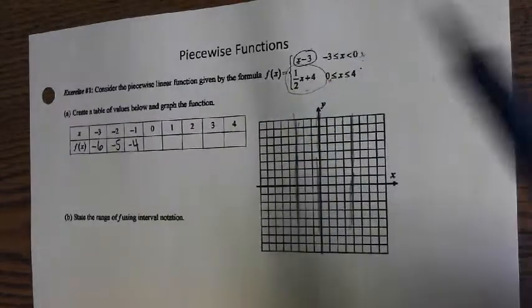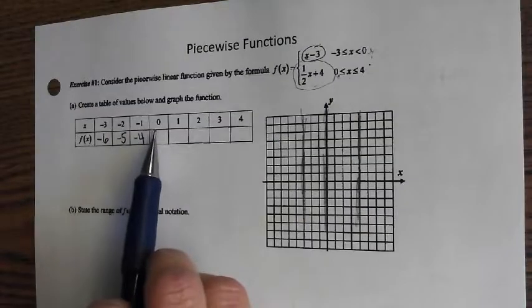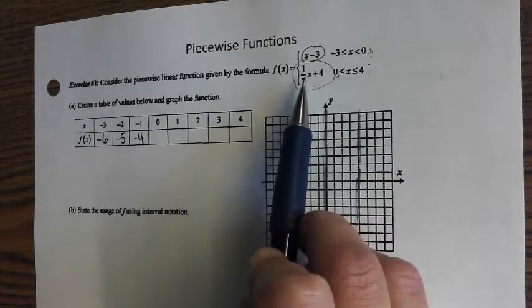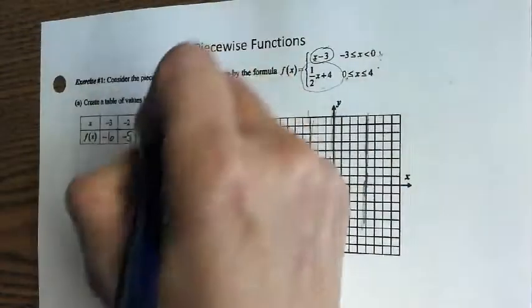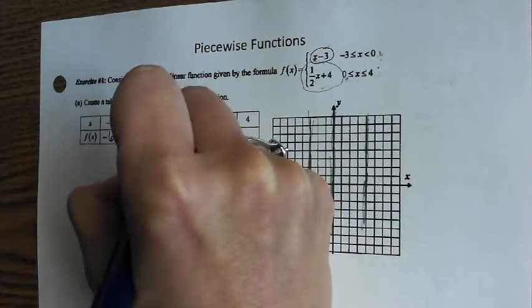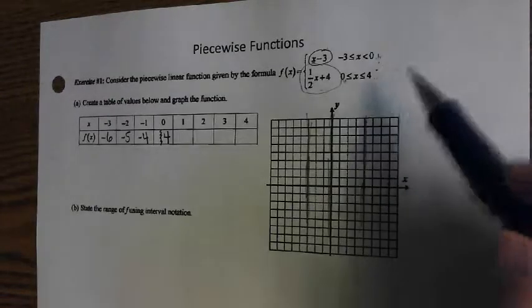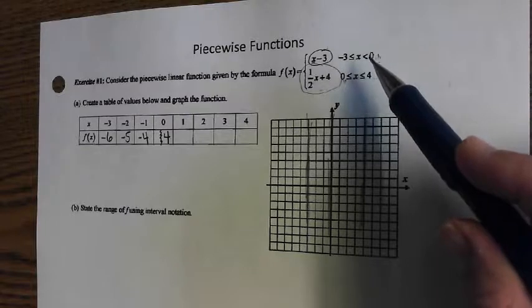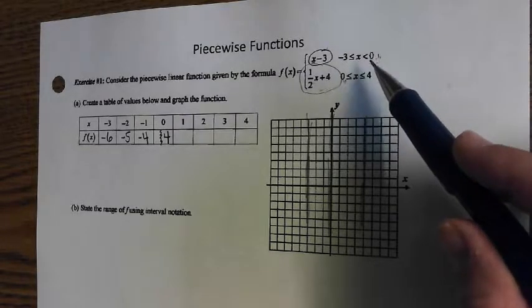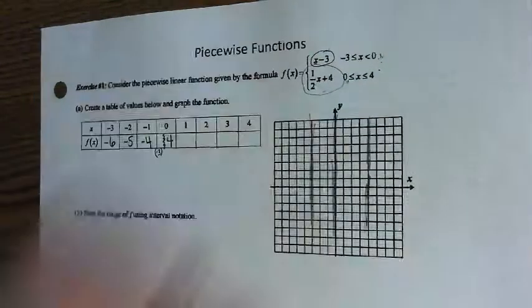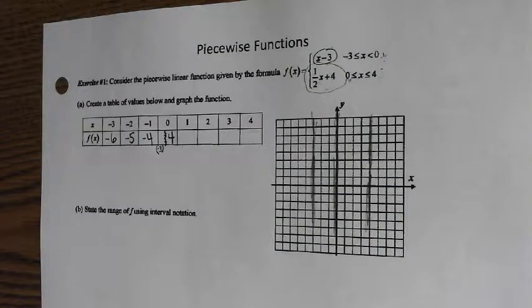Yes? So on our table of values, we actually plug into this one. 1/2 times 0 is 0 plus 4 is 4. And I'm going to do a little break there because this is really where our piece changes. If I had plugged 0 into the first one, what would it have been? -3, right? And 0, -3 is still going to be a point on your graph. It's just that it's going to be an open circle.